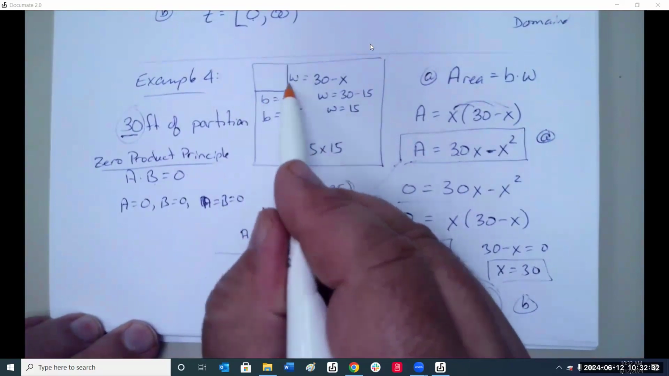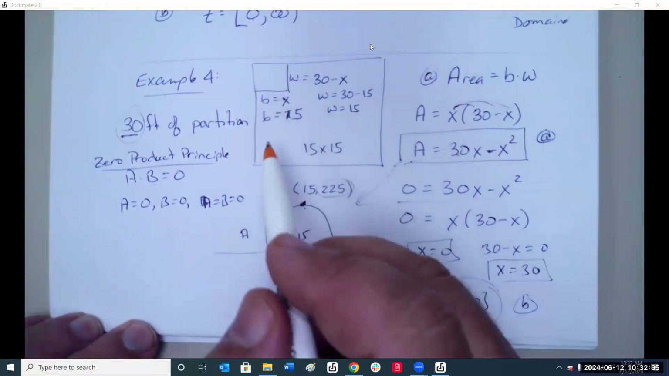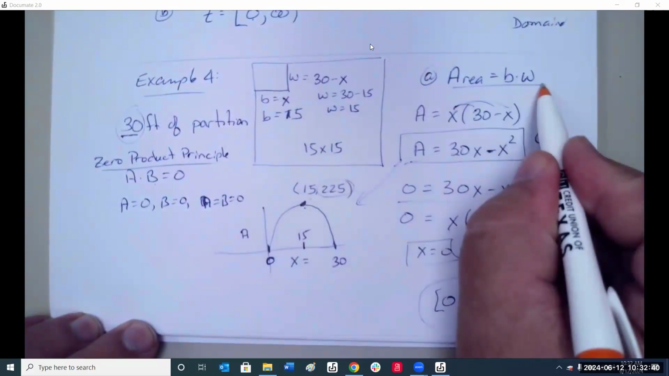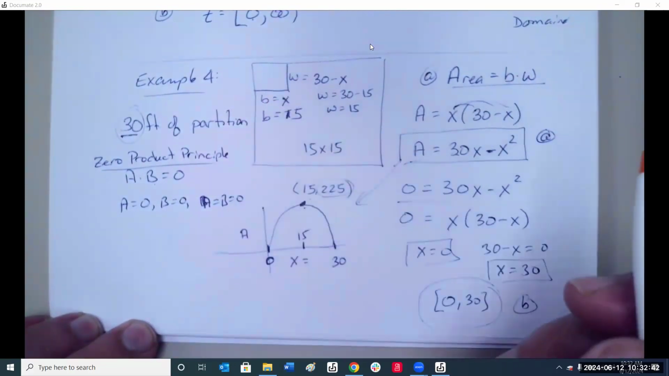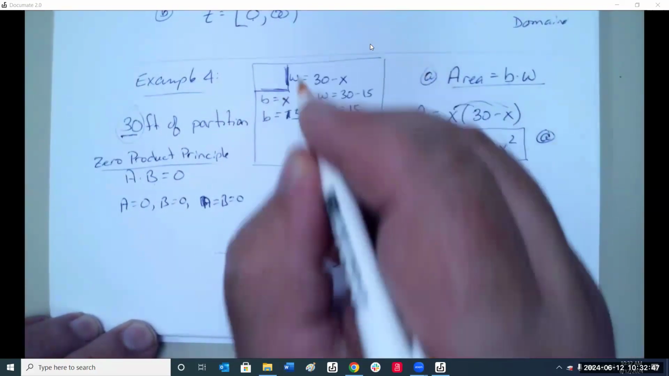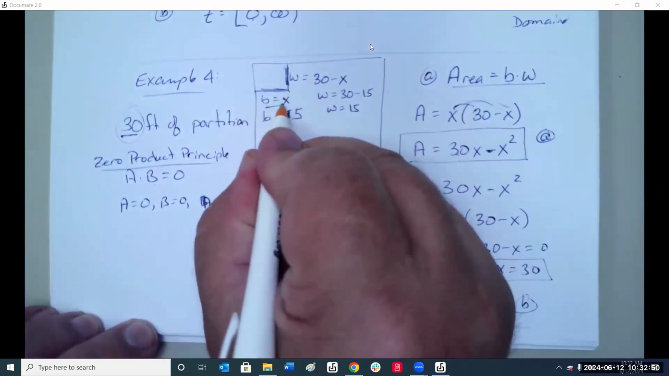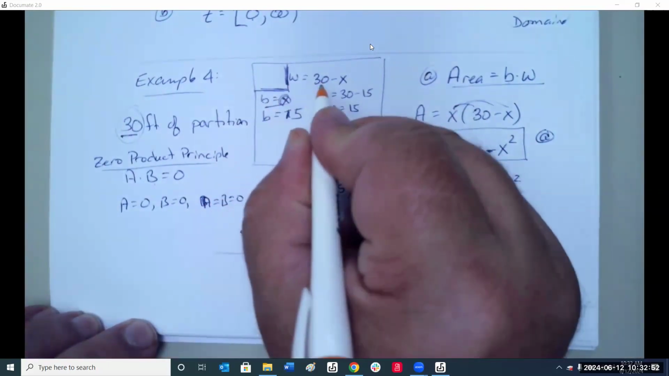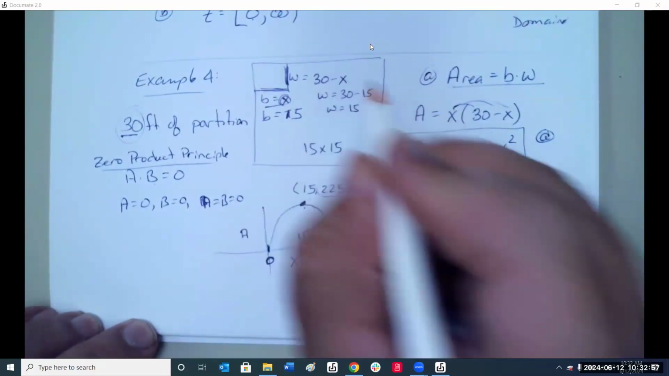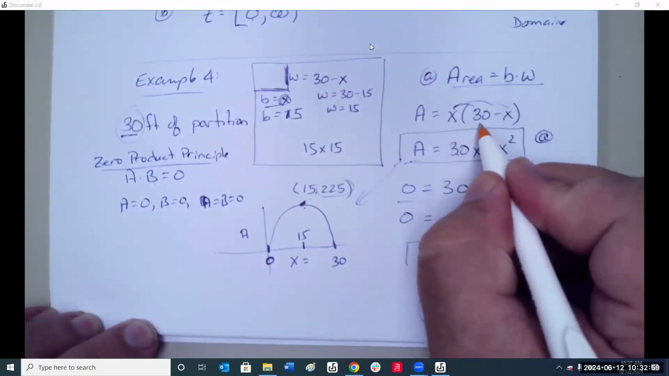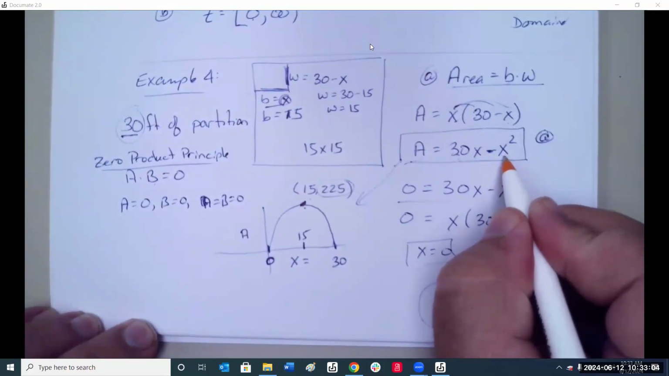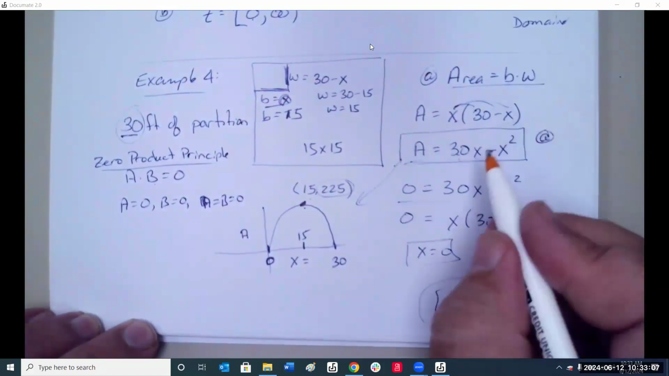We have our office space set off on one side of the math center. Since we're looking for the area, we use the formula base times width. Since we have 30 feet of material, if the base uses x amount, then the width has to use whatever's left, so 30 minus x. The base is x, the width is 30 minus x. Multiply those together, we get 30x minus x squared. That's our formula for the area.